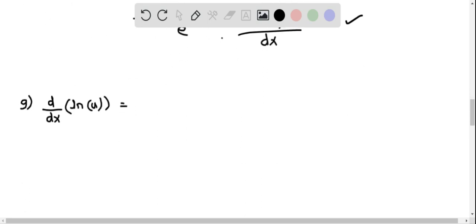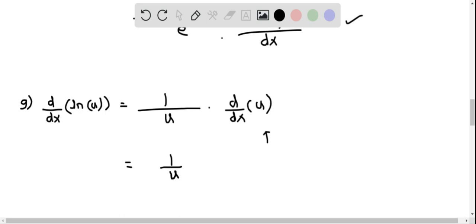Now let's do part G. This is a differentiation of a logarithmic function. So this basically equals, if you differentiate the natural logarithm function, we get 1 by u, and then we apply the chain rule to differentiate the u. That is, we put d by dx of the u. So this can be written as du by dx. So therefore, this becomes 1 by u times du over dx. And du over dx is the derivative of u with respect to x.